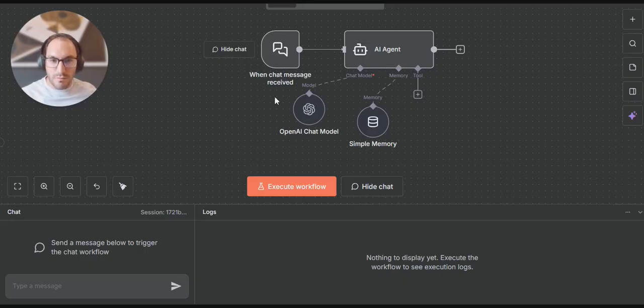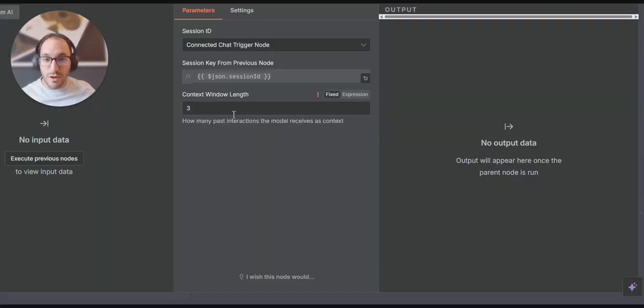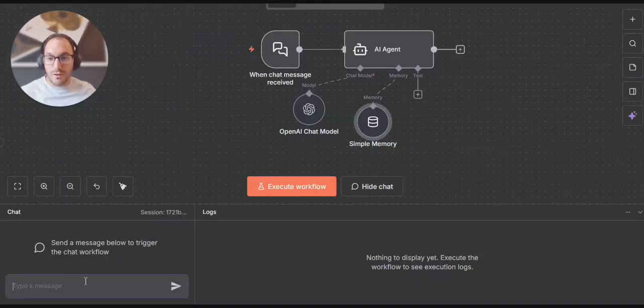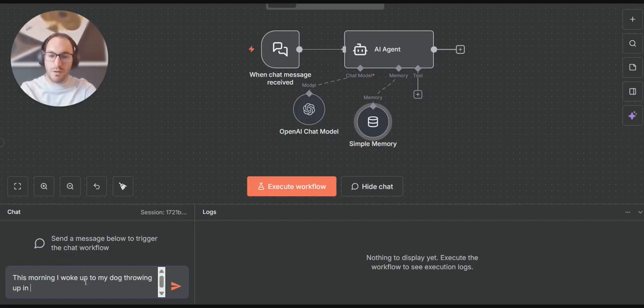Here we are in N8N. I've configured a pretty simple chatbot in here. I want to talk about the simple memory that we have attached to it. If you see here, the context window is 3, so keep that in mind. Let's start talking to this chatbot. This morning, I woke up to my dog throwing up in bed. True story. Don't judge. My dog sleeps in my bed.